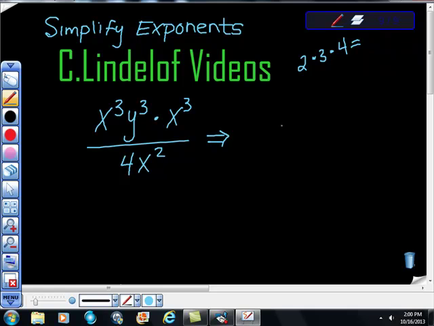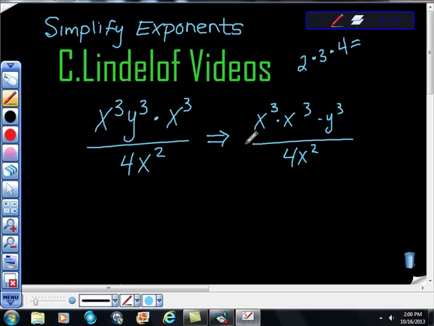And I want you to remember that this is not an event. This is kind of a process. So take your time to do this. This is worth doing correctly. So this x cubed is this one right here. And then I'm going to take this other x cubed right here. And then I'm going to take my y cubed, if you don't mind. And I'm not going to do anything with my 4x squared right here. I'm just going to leave it.